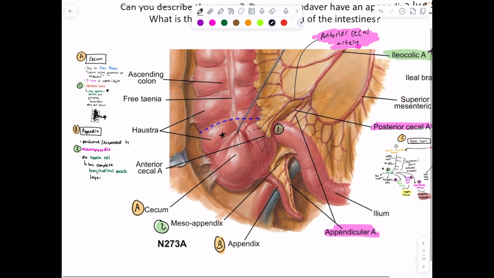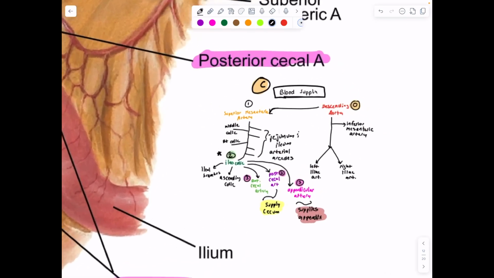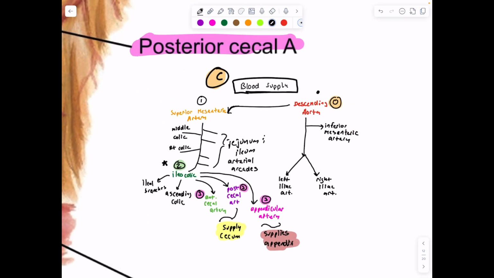Okay, then we have the appendix right here, and it's suspended by the mesentery called the mesoappendix. So not too bad, but we do know that it does not have the taeniae coli and has a complete longitudinal muscle layer. And then the blood supply to this area of the intestines is pretty straightforward. I made a little diagram. So we have the descending aorta. That's going to continue on to become the left and right iliac arteries.